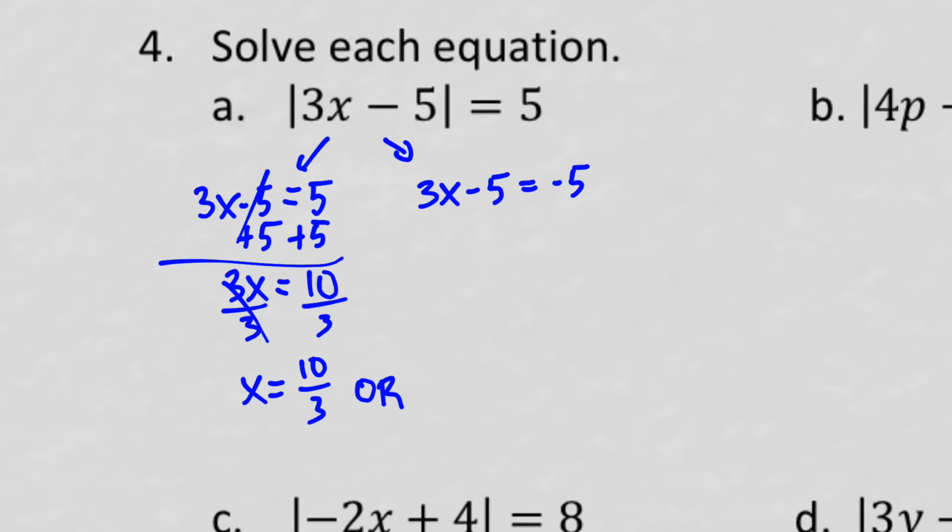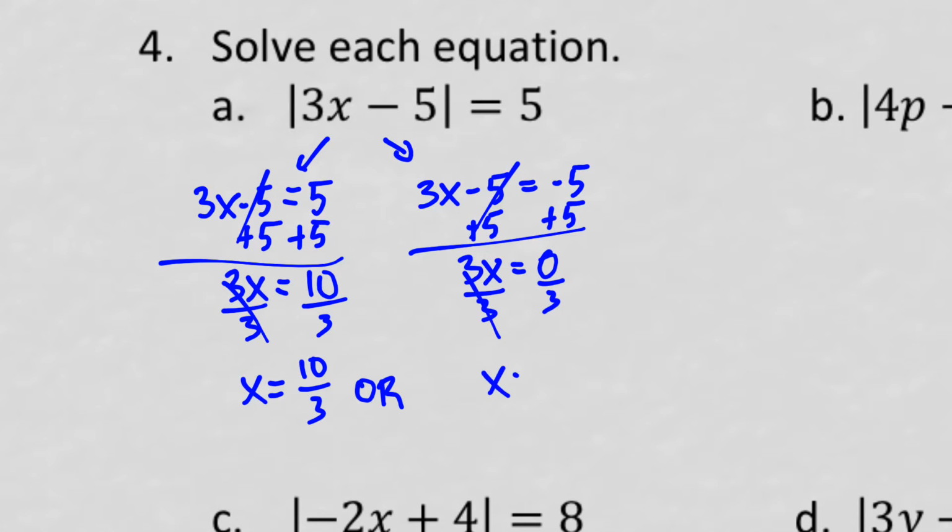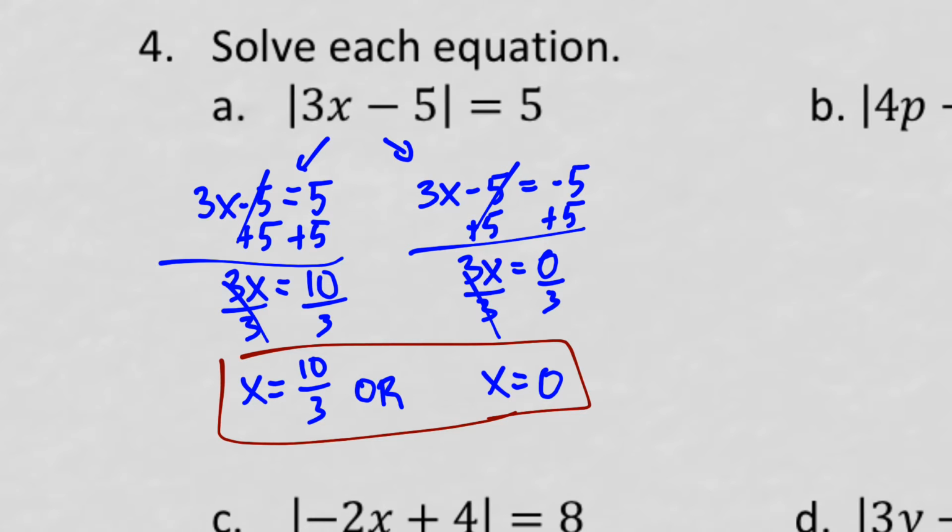Or the other possibility, we're going to solve the other one. We're going to add 5. That one cancels, so it's 3x equals 0. We're going to divide by 3. And x equals 0, because 0 divided by 3 is 0. There's your two solutions. Let's do it again.